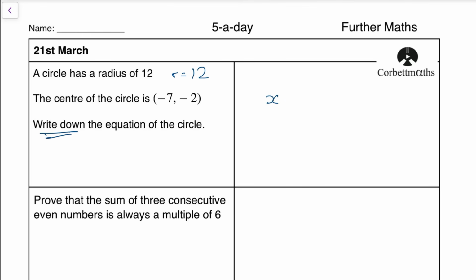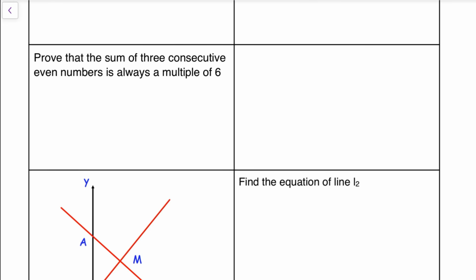Well, that's going to be x minus minus 7, which is x plus 7 squared, plus y minus minus 2, which is y plus 2 squared. And that equals 12 squared, which is 144. Question done. Easy. Next question.